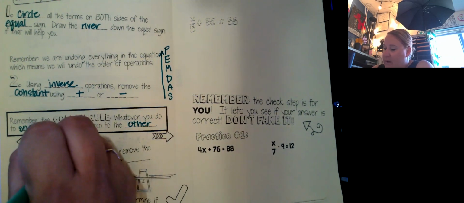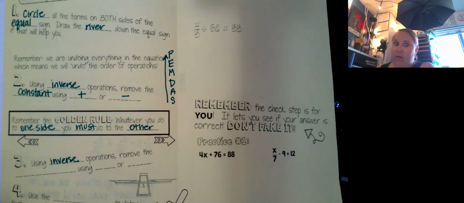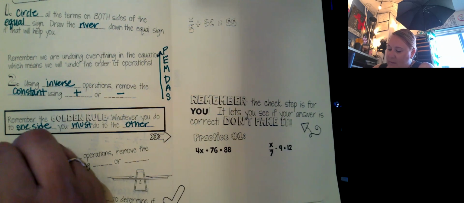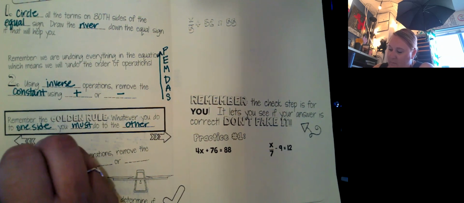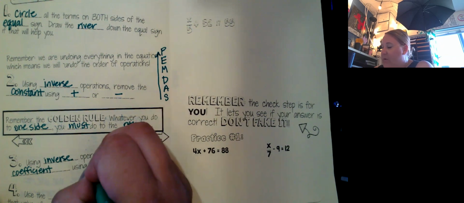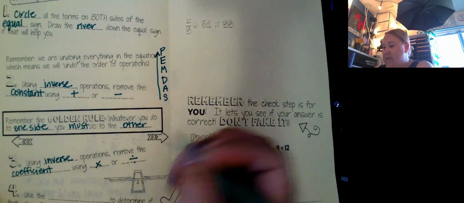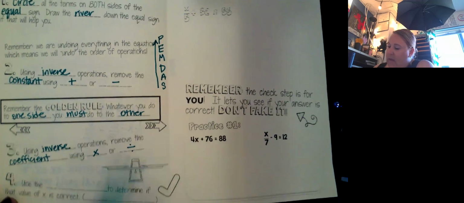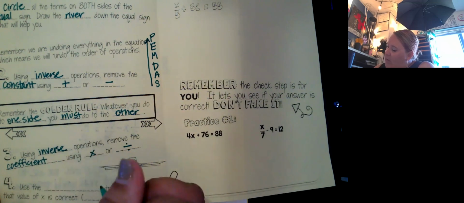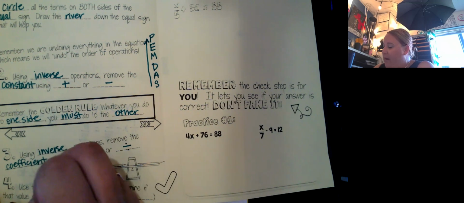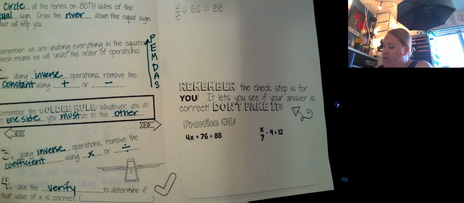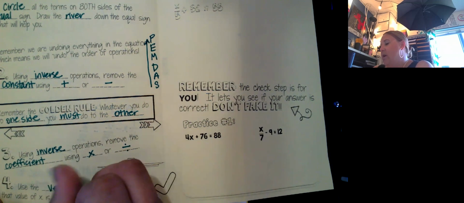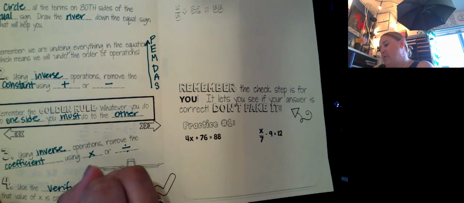Now, the second step is doing the same thing. We're going to still use our inverse operations. Remember, that's our learning target, using inverse operations. We're now going to remove the coefficient using either multiplication or division. So we're working our way up that order of operations. Lastly, we're going to verify to determine if the value of x is correct, where we plug it into the equation.